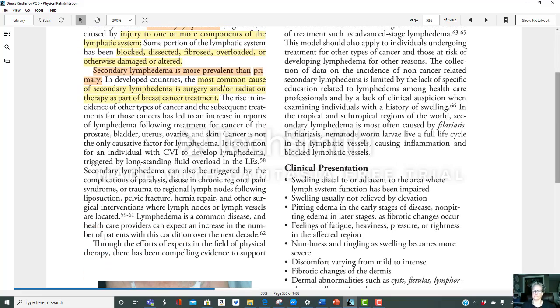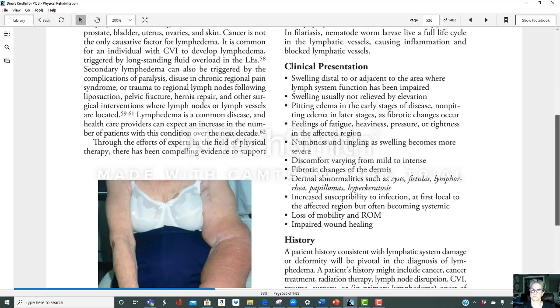The collection of data on the incidence of non-cancer related secondary lymphedema is limited by the lack of specific education related to lymphedema among healthcare professionals and by a lack of clinical suspicion when examining individuals with a history of swelling. In the tropical and subtropical regions of the world, secondary lymphedema is most often caused by filariasis. In filariasis, nematode worm larvae live a full life cycle in the lymphatic vessels, causing inflammation and blocked lymphatic vessels.